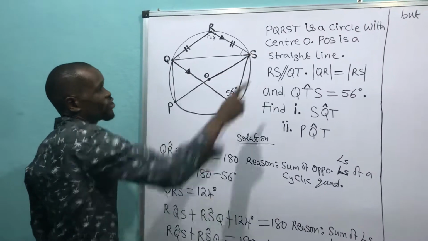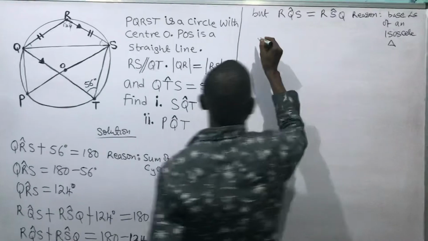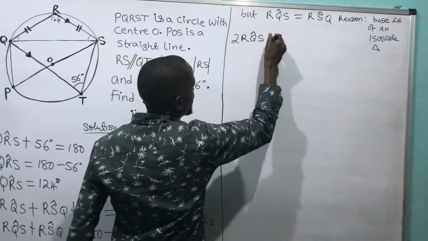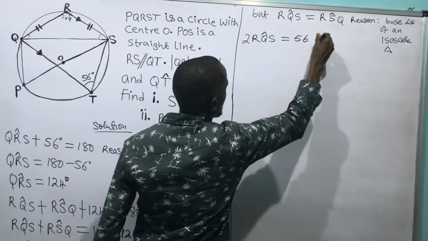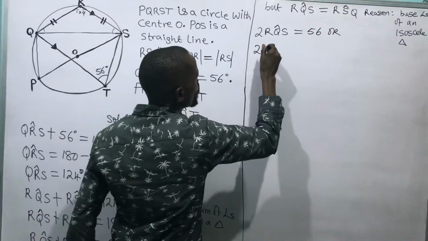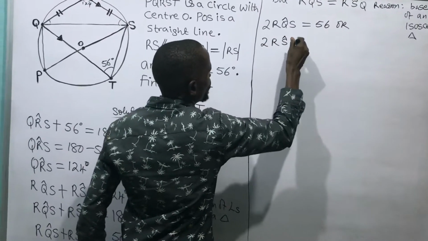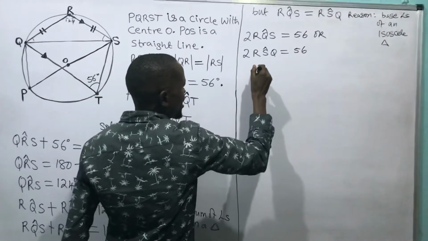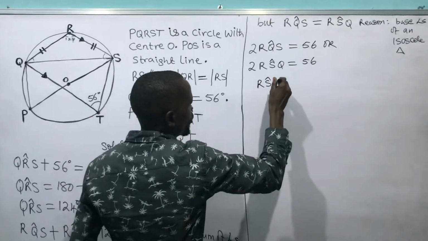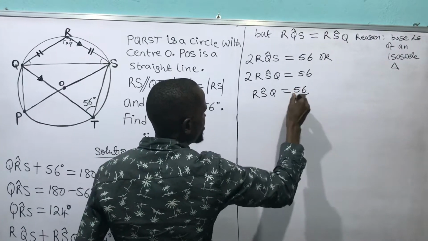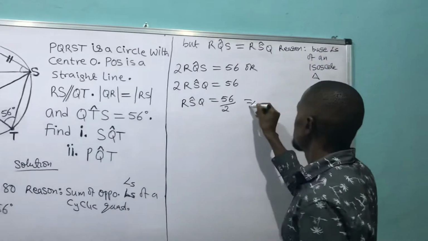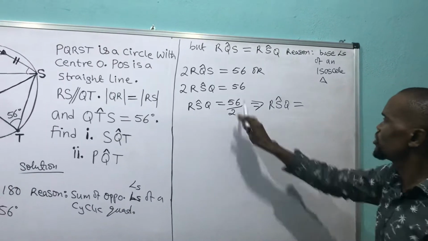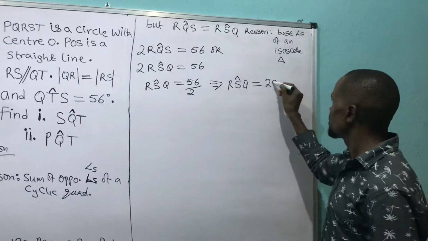This angle and this angle are equal. Therefore, I can state that 2RQX is equal to 56, or I can write that 2RXQ is equal to 56. Any of these is the same. Therefore, I can now say that RXQ is equal to 56 divided by 2, which will give me 28 degrees.